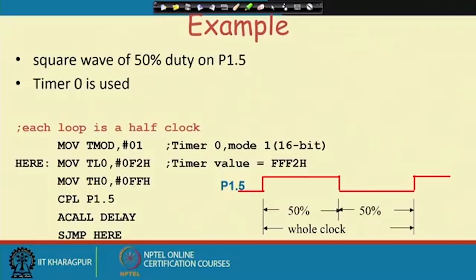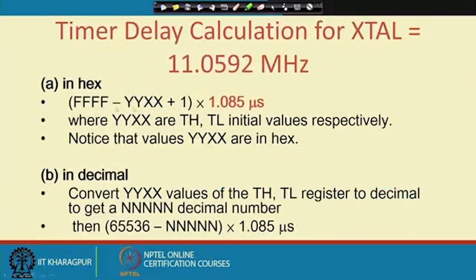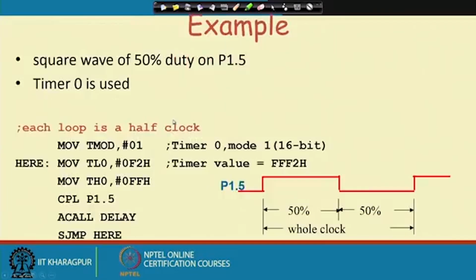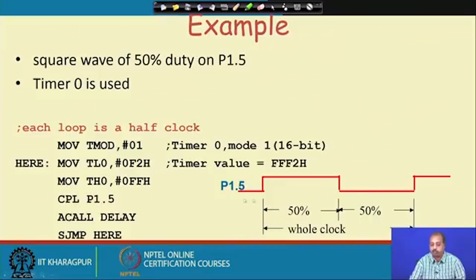You can also very easily calculate the delay that is produced, because the initial count value is FFF2. Using the previous formula, you can calculate the on time and off time, and accordingly the frequency of the square wave that is generated.